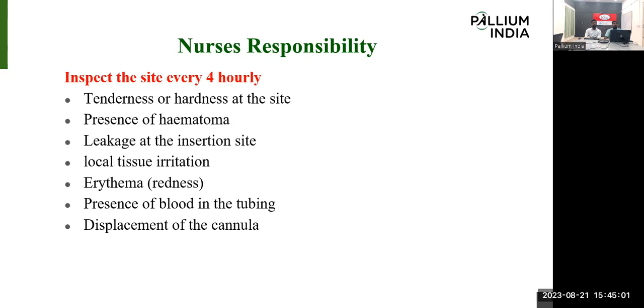First, check whether the subcutaneous area has any tenderness or hardness, or any presence of hematoma or redness. Then at the insertion site, check whether there is any leakage of fluid. Already I told you mild edema is normal only, but if along with the edema the fluid is leaking out through the space, we can expect poor fluid absorption.